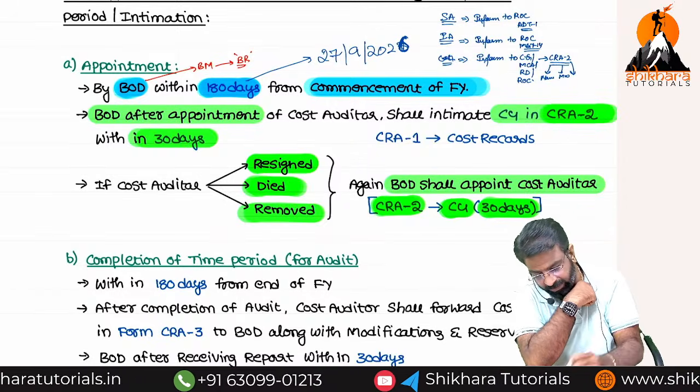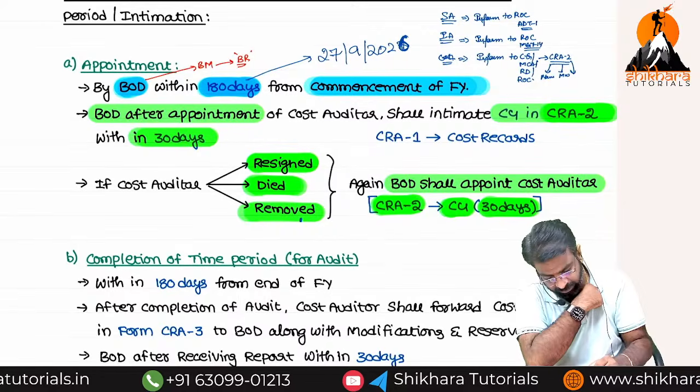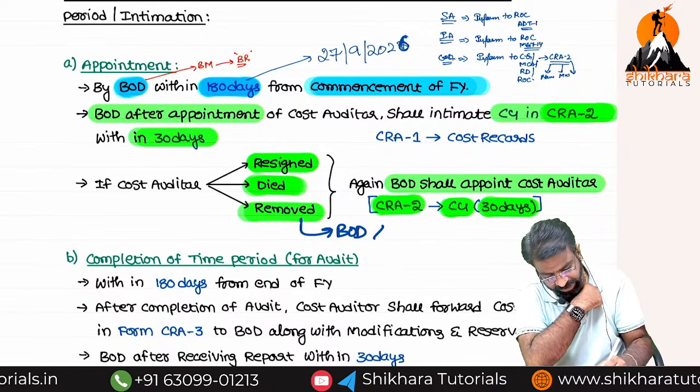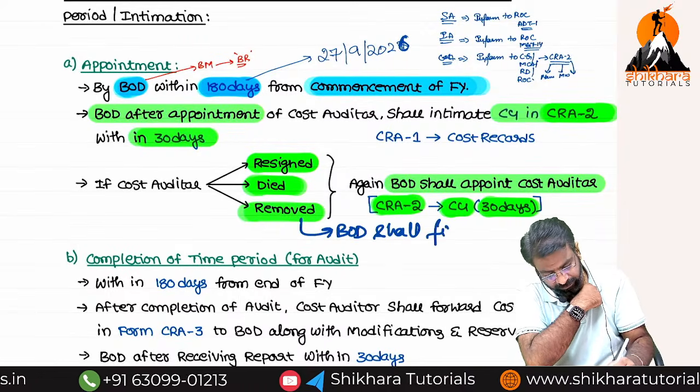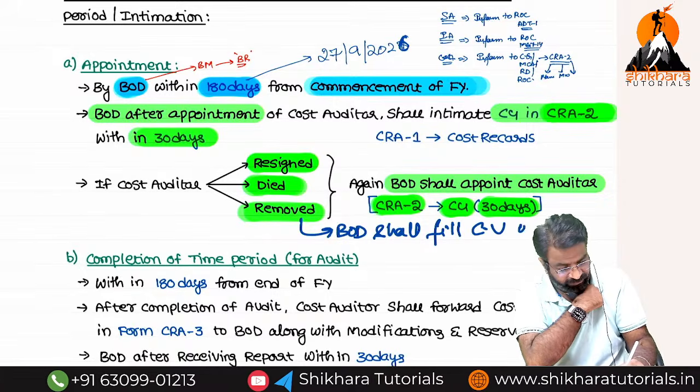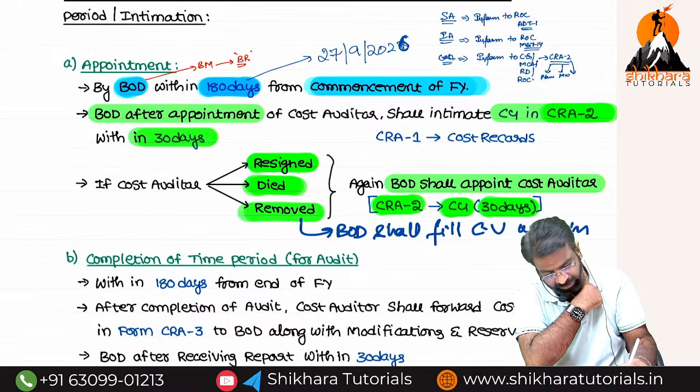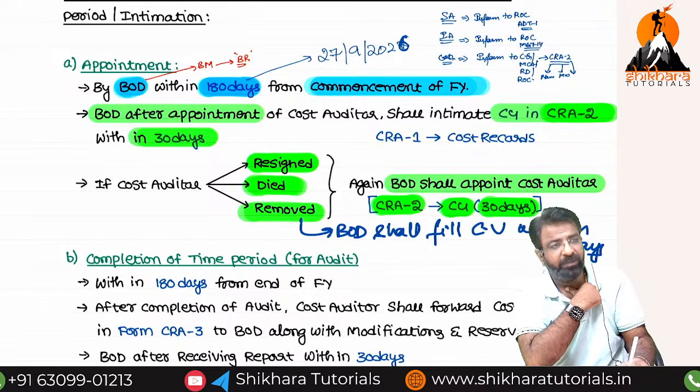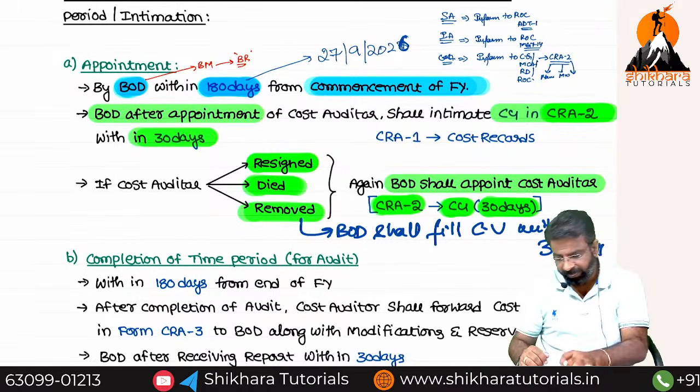Let me write it here. Board shall fill casual vacancy within how many days? 30 days. Should I ask you one question now? Try to understand this question.